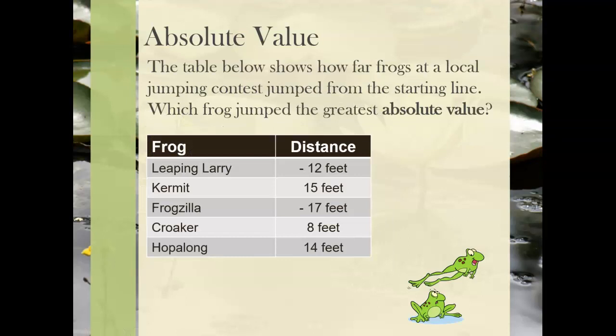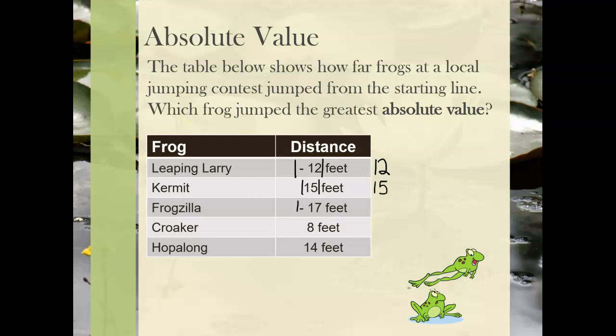The table below shows how far frogs at a local jumping contest jump from the starting line. Which frog jumped the greatest absolute value? The absolute value is the distance from the starting line. Even though Leaping Larry went the wrong direction, his distance from the starting line, or the absolute value from the starting line, is 12 feet. Kermit's absolute value, or distance from the starting line, is 15 feet.